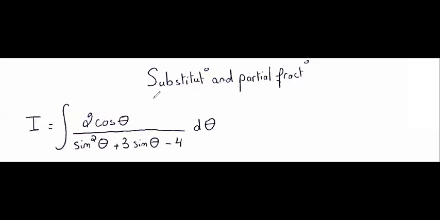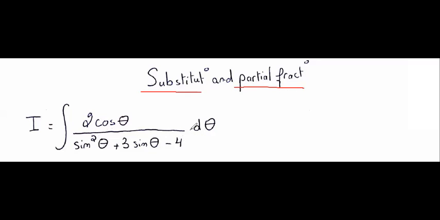Hello, in this video I'm going to talk about substitution of variables in integrals and integration using partial fractions. Regarding partial fractions, there are other videos where I use this technique of integration that you can watch if you like. Now here I'm integrating I, which is the integral of 2 cosine theta over sine squared theta plus 3 sine theta minus 4 d theta.